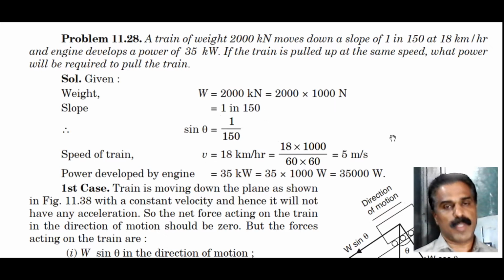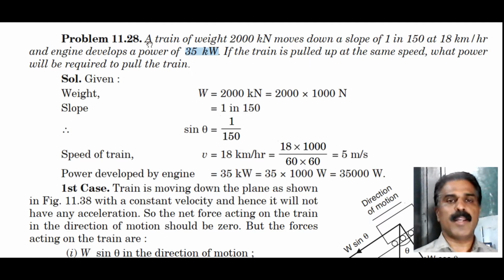So in the question we are going to discuss, you can see here a train of weight 2000 kilonewton, that is 2000 into 1000 newton, moves down a slope of 1 in 150 at 18 km per hour, and the engine develops a power of 35 kilowatts. If the train is pulled up at the same speed, what power will be required to pull the train?